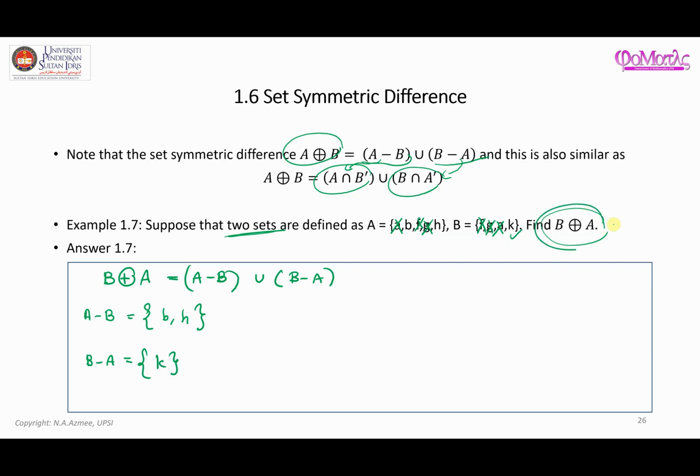And since you want to find the symmetric difference of B and A, we're going to apply the union process. So this is the union process between these two results here. So the union process is basically taking all elements that are given in these two sets. So the final answer to this one is going to be B, H, and K. So you consider all the elements in these two sets here.